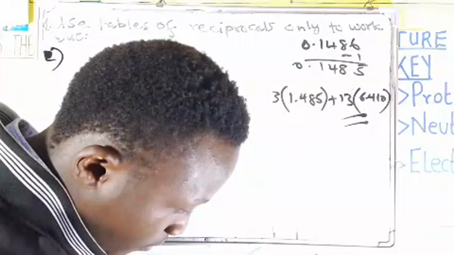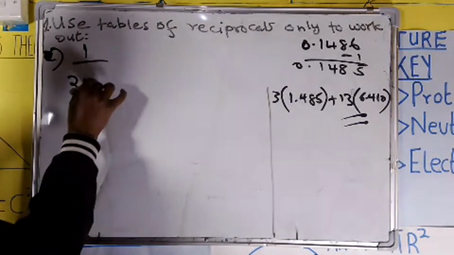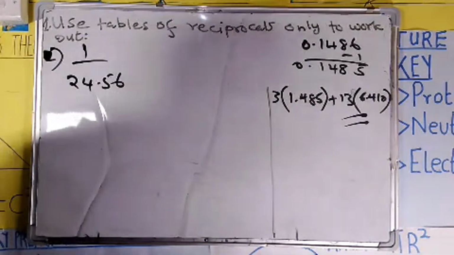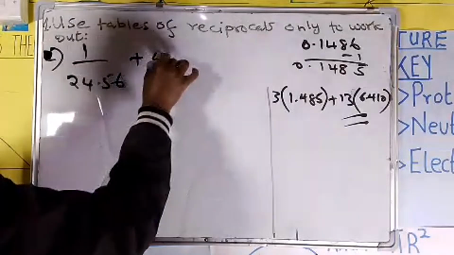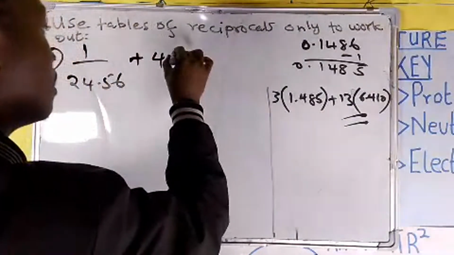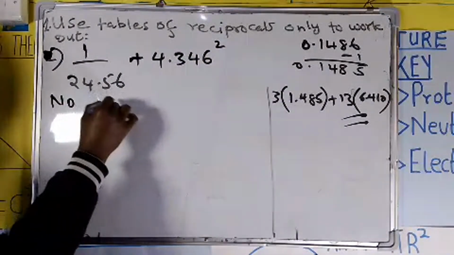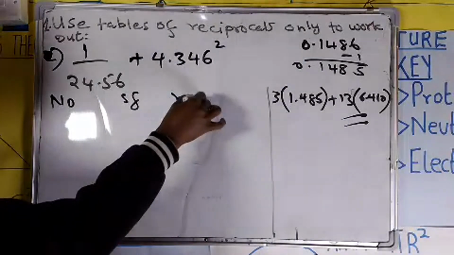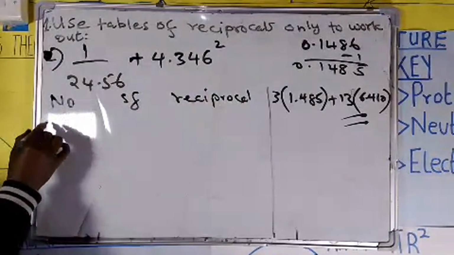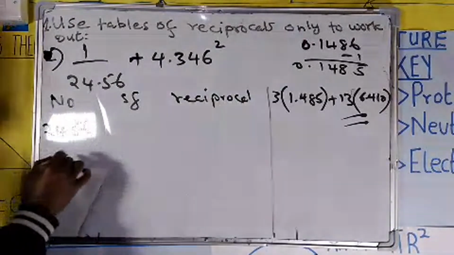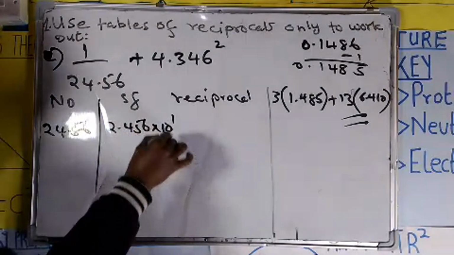Question 2 was 1 over 24.5 seats plus 4.34 seats squared. So we have number, we have standard form, we have reciprocal. So our number is 24.5 seats. Our standard form is 2.45 seats times 10 to the power 1.